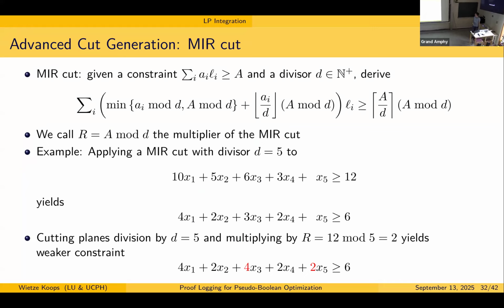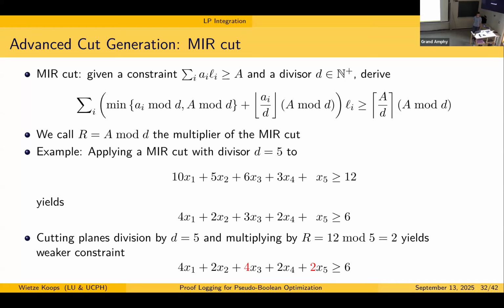So if we apply the MIR cut with divisor 5 to this constraint, well, the 10 we divide by 5 and multiply by 2. And the 5 we just multiply by 5 and divide by 5 and multiply by 2. Then the 6, if we would do cutting planes division, we would get 4 as a coefficient, but instead we get 3 as a coefficient in the MIR cut.